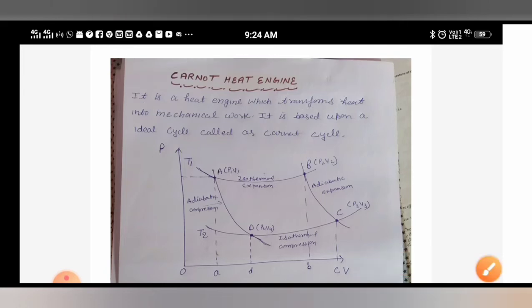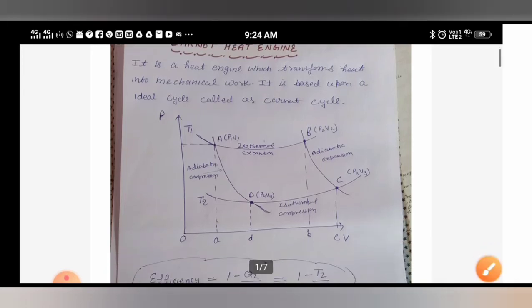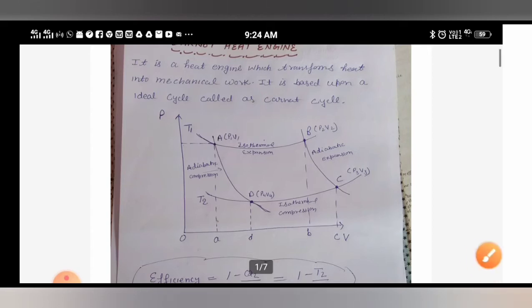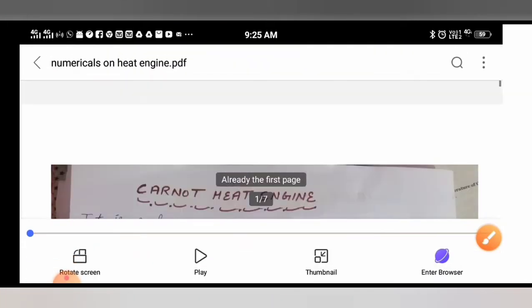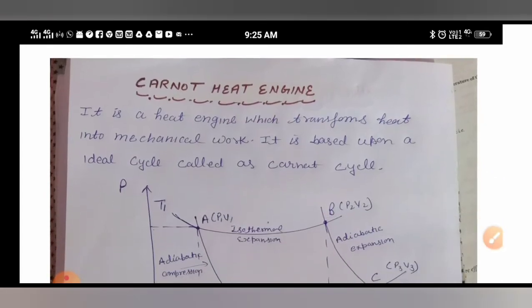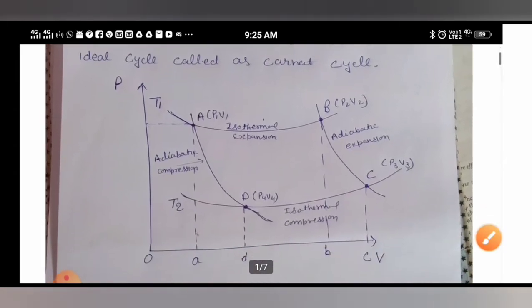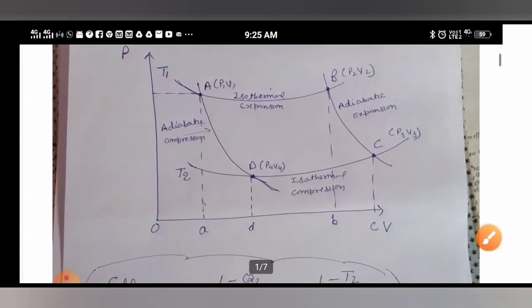Dear students, the Carnot heat engine is also a type of heat engine which transforms heat energy into mechanical work. It is based upon a cycle called the Carnot cycle, and sometimes they ask in exams just to draw this Carnot cycle.